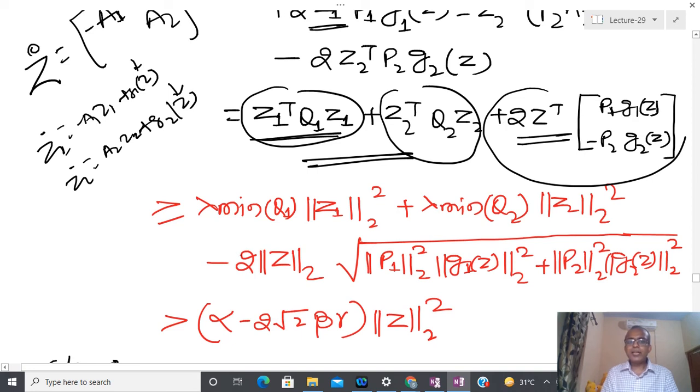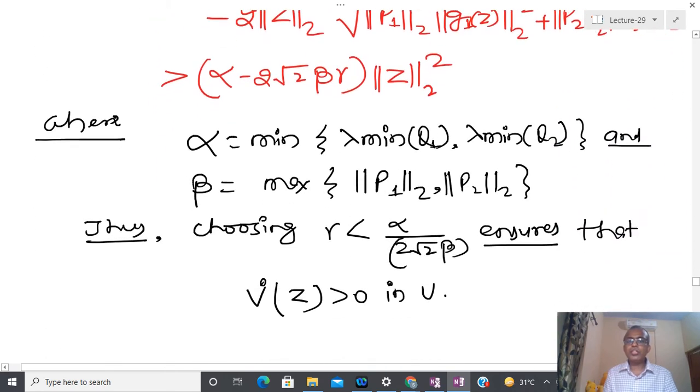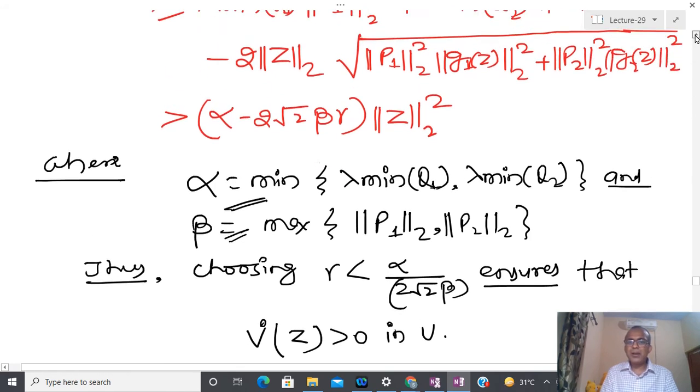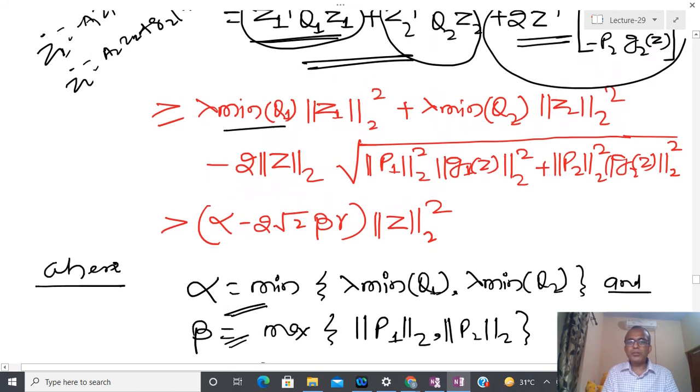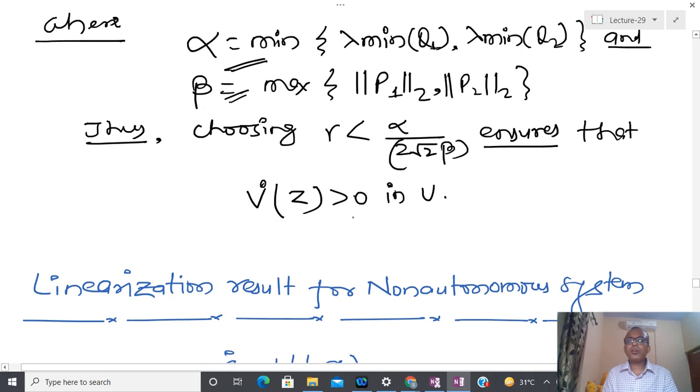And if you take the negative sign, it is possible to show that V dot is always greater than 0 in some vicinity of the equilibrium point, if alpha you can select like this and beta you can select like this. And what is alpha and beta? Alpha is the minimum of these two, and beta is the maximum of these two quantities. Then this kind of relation comes into the picture. Due to that, I have V dot greater than 0 in that particular ball U.